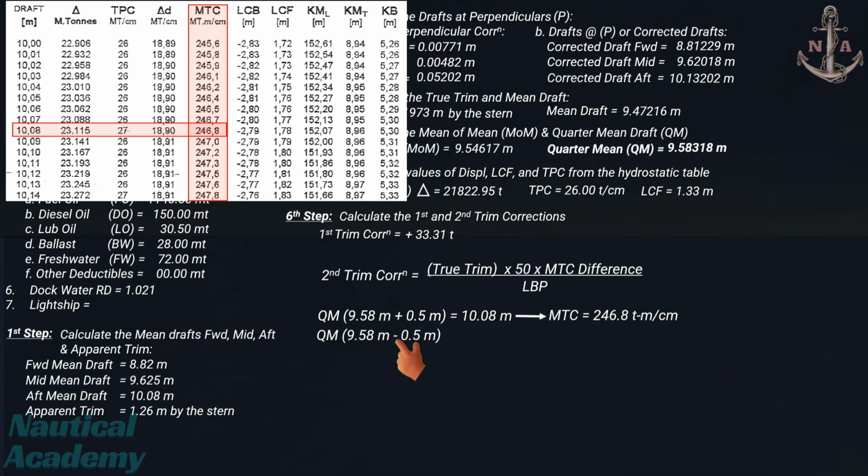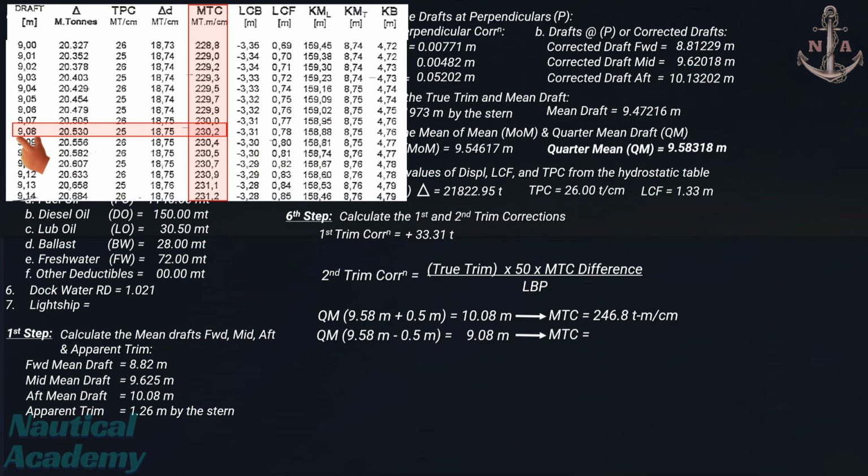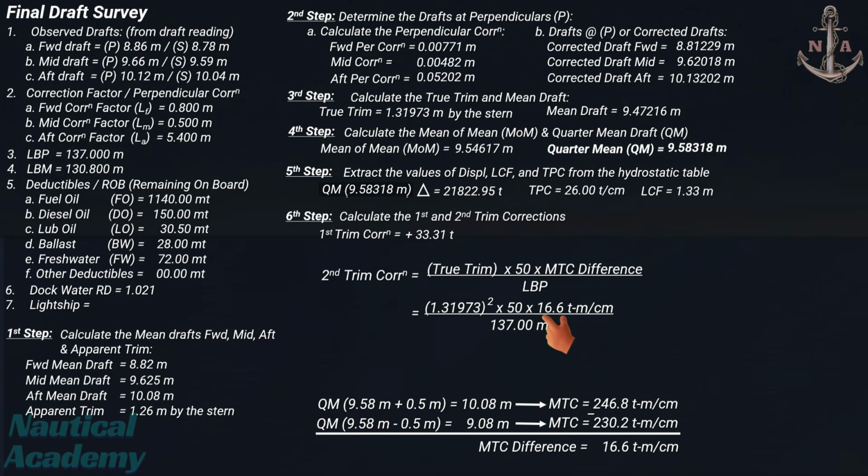Then, subtracting 0.5 meter from the quarter mean draft of 9.58 meters, we take the MTC value at a draft of 9.08 meters, which is 230.2 ton-meters per centimeter. Subtracting both MTC values, the MTC difference is 16.6 ton-meters per centimeter. Using this value in the formula, the second trim correction is 10.55 tons. When applying the second trim correction, the rule is always add.